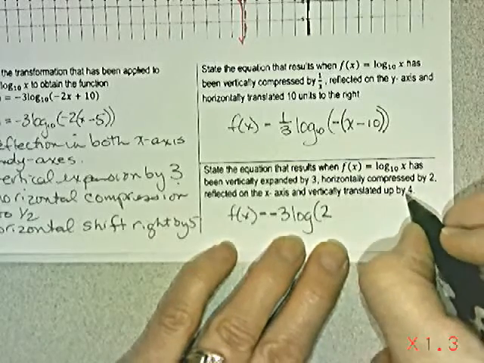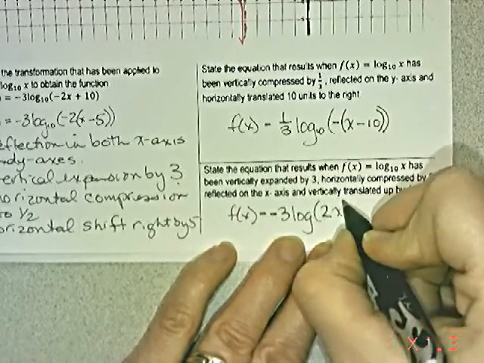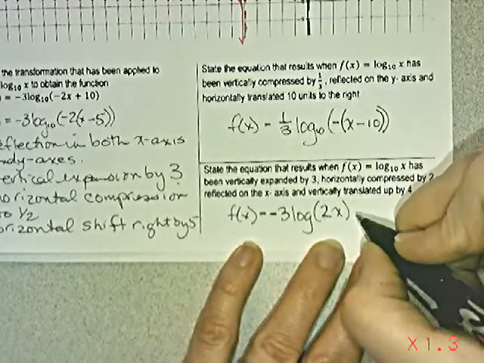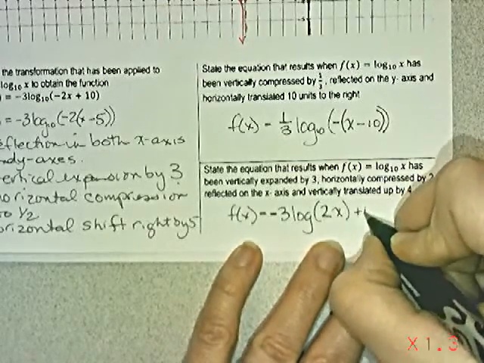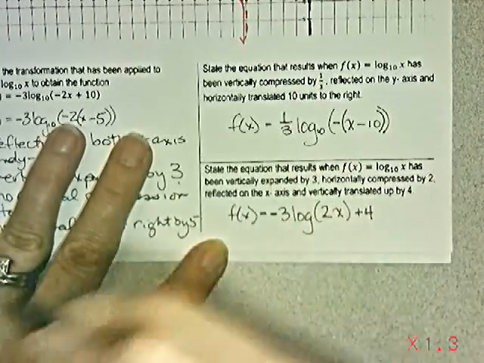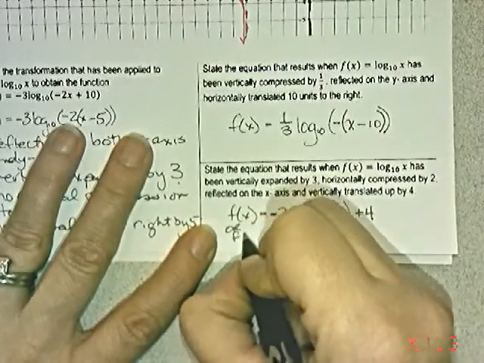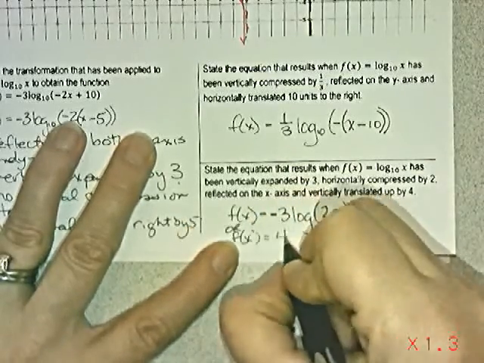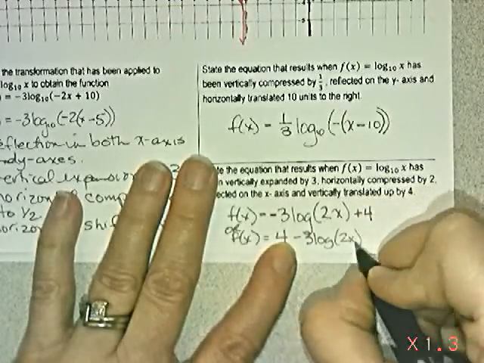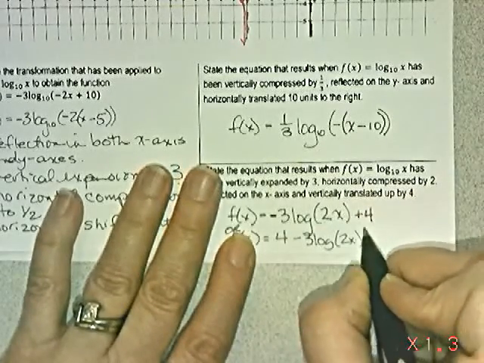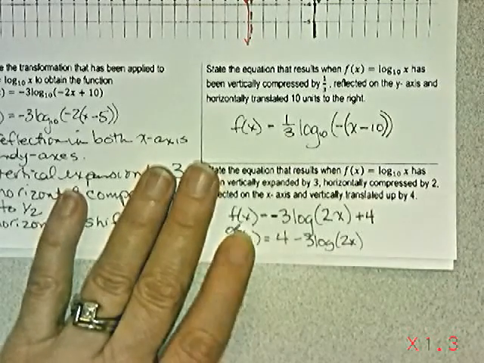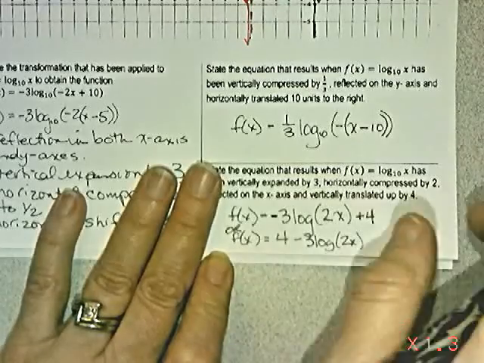Vertically translated up by 4. So I don't have a horizontal left-right, no adding or subtracting inside the logarithmic argument, but a +4 afterwards. And we discussed last day that that 4 will sometimes be shown out front. So if you see something like this, then know that they've chosen not to put the 4 in back, they've chosen to put it out front. It is still a shift up by 4.